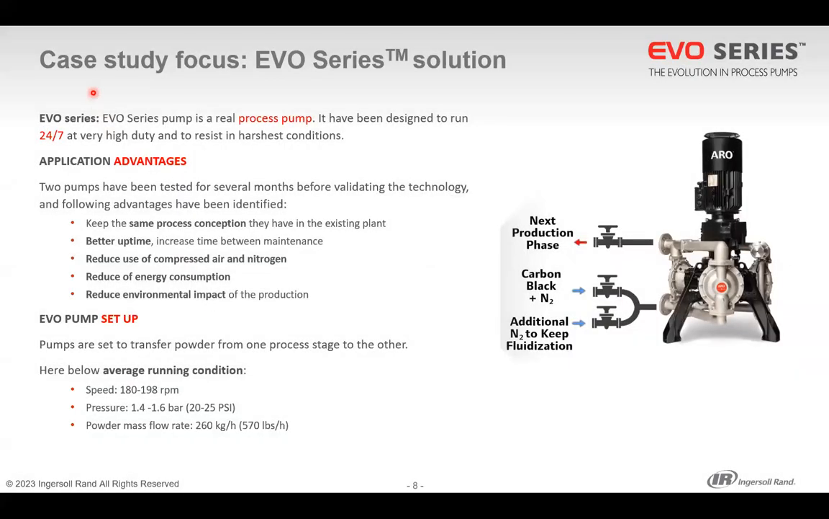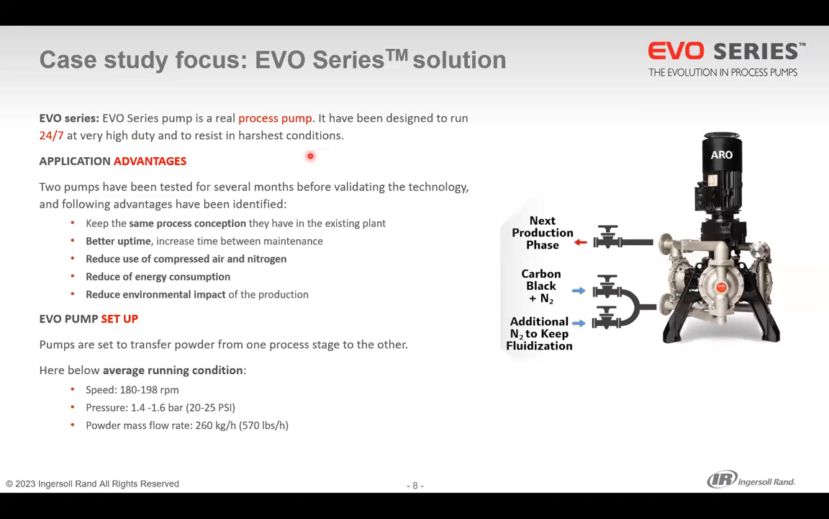So the solution came with EVO. We knew the issue and we started presenting this product, the EVO pump. Consider the EVO pump is a real process pump. So it's not just replicating a diaphragm pump, but it's also designed to be rugged and robust and be able to run under heavy duty process 24/7 with as little downtime as possible in terms of maintenance and maintenance time.